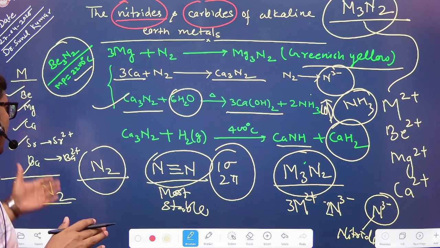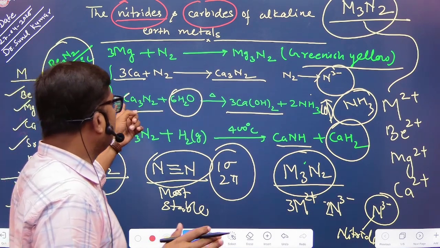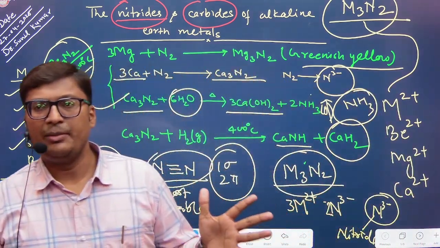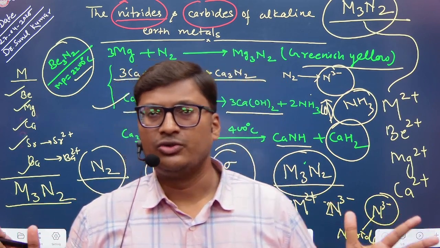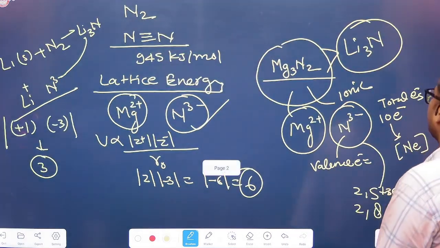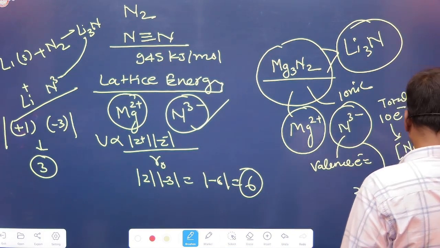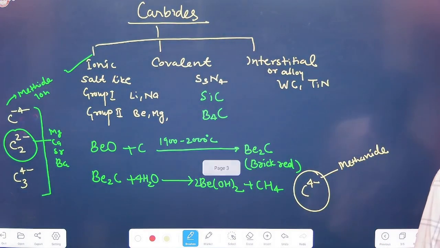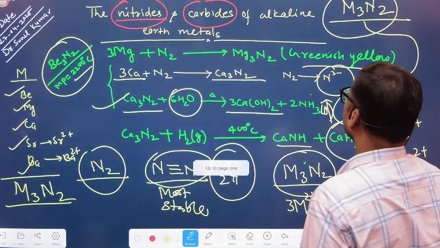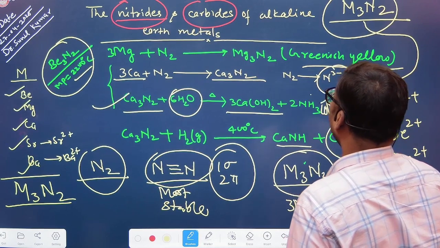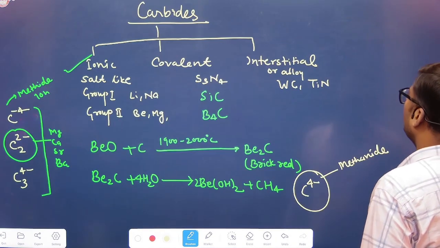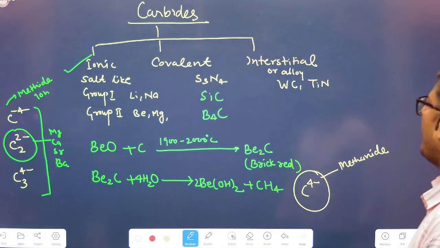All the alkaline earth metals form this type of structure, that is M3N2, and their stability depends on the lattice energy, which will stabilize the lattice structure, right? So next, this is related to the chemistry of alkaline earth metals. Okay, so now we come across carbides.